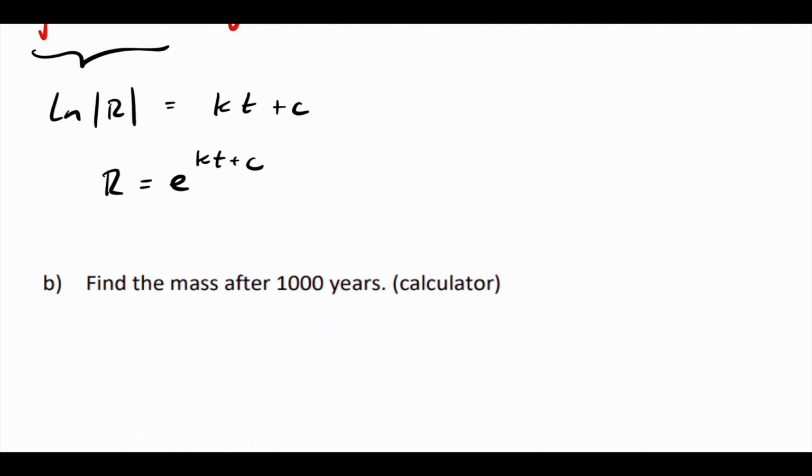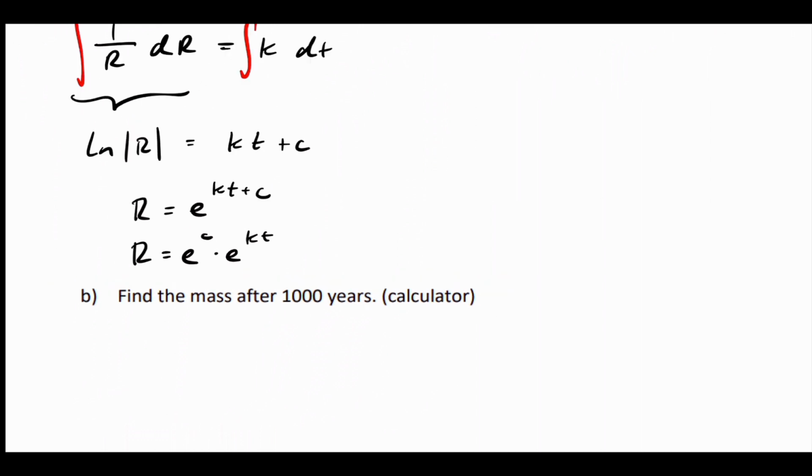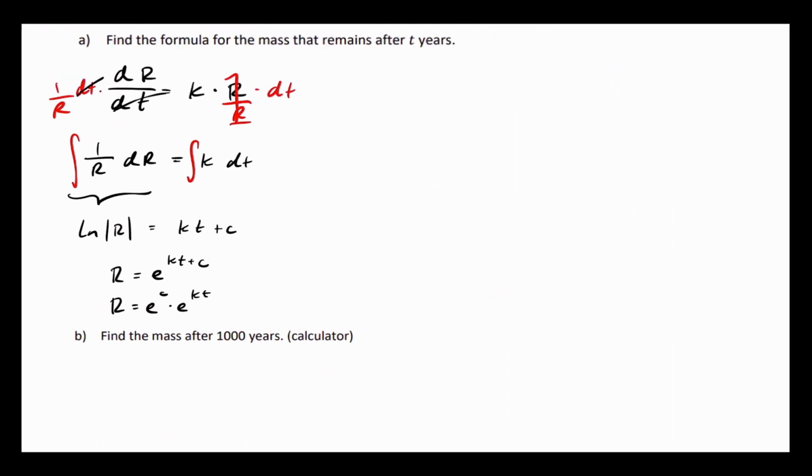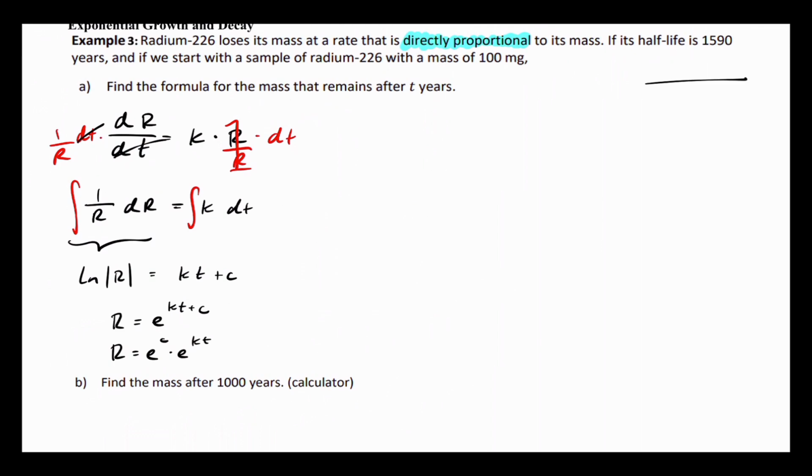Okay, so, and then like we did last time, R equals E to the C times E to the KT. So our first thing is we got to solve for e to the c. The second thing is we got to solve for k. So let's go make our table now. We have time and we have bacteria. Oh, not bacteria, radium.